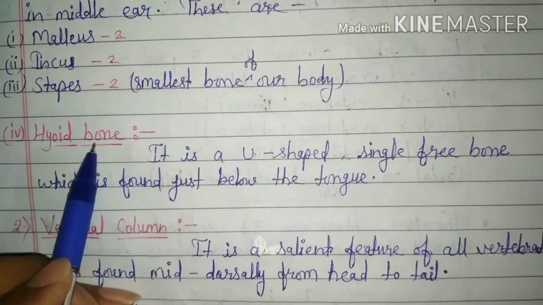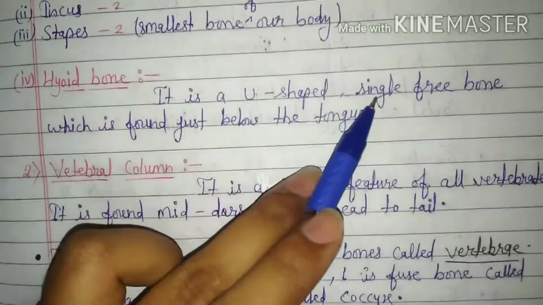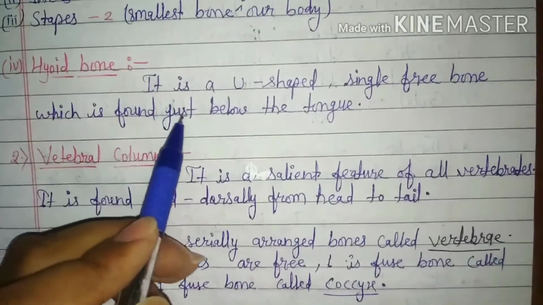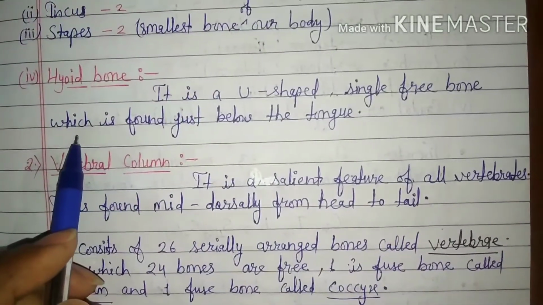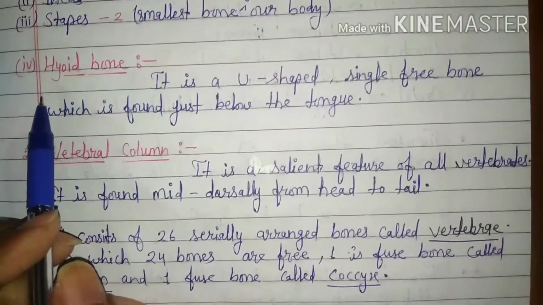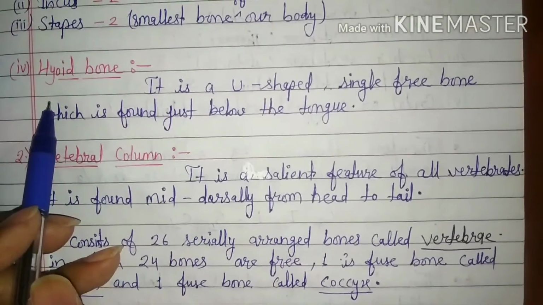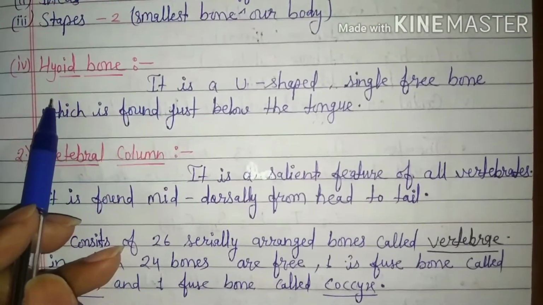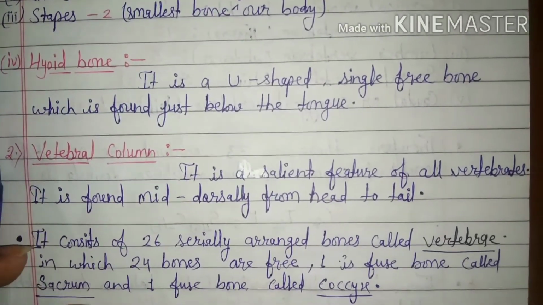Next, hyoid bone. Hyoid bone is a U-shaped, single free bone which is found at the base of the tongue and just above the larynx. It supports the tongue, and it is the only single bone which does not articulate with any other bone of the facial region. Now the skull topic is complete.